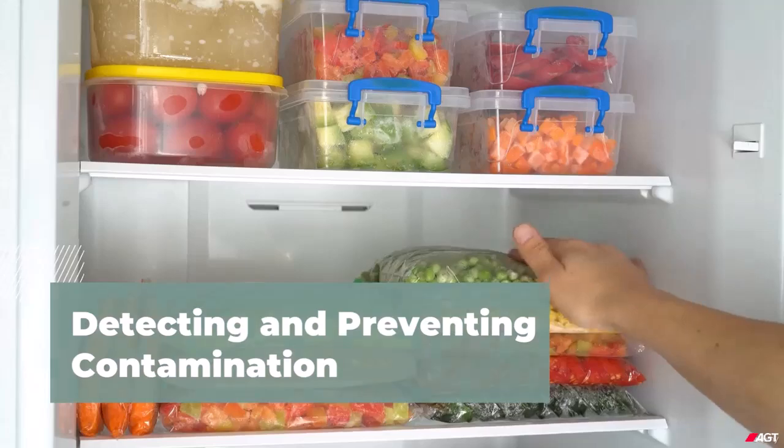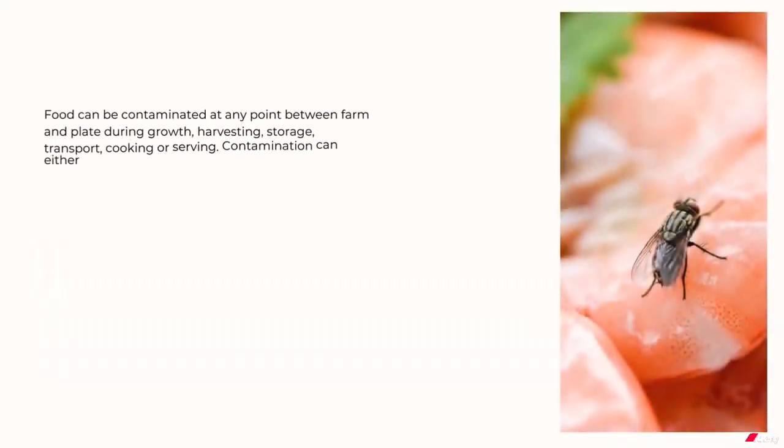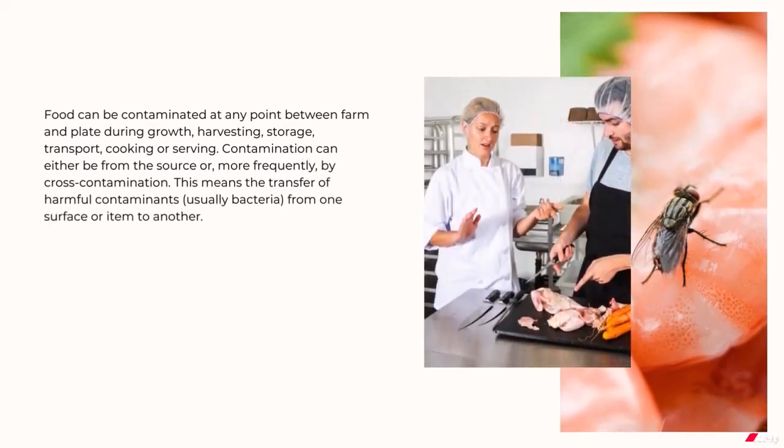Detecting and preventing contamination. Food can be contaminated at any point between farm and plate during growth, harvesting, storage, transport, cooking, or serving. Contamination can either be from the source or more frequently by cross-contamination. This means the transfer of harmful contaminants, usually bacteria, from one surface or item to another.